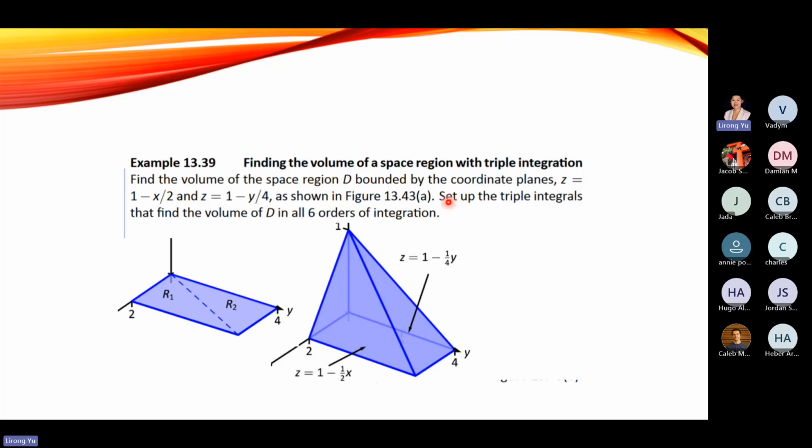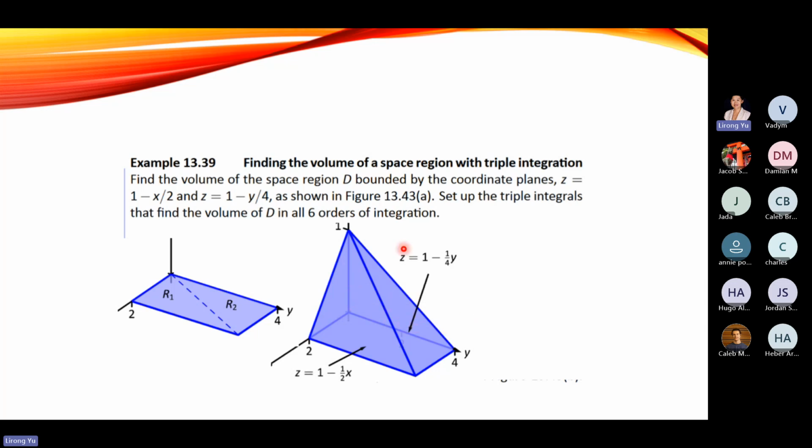Three coordinate planes, bounded by the coordinate planes and by z equal to 1 minus x over 2. That is a cylinder without the y-axis, just like this one over here. And the other one is z equal to 1 minus y over 2. That's this plane. So these are two planes bounding this side. So this is kind of like a pyramid.